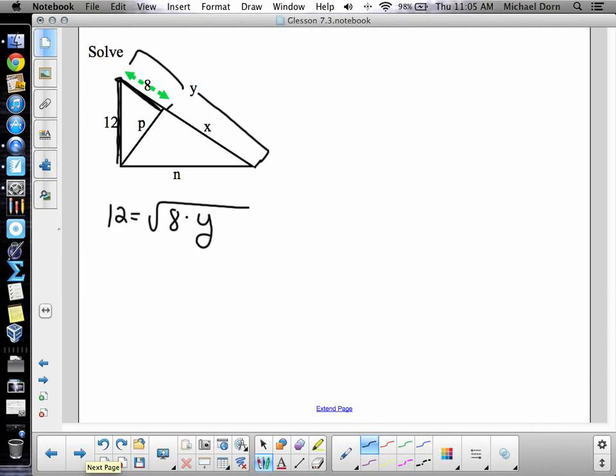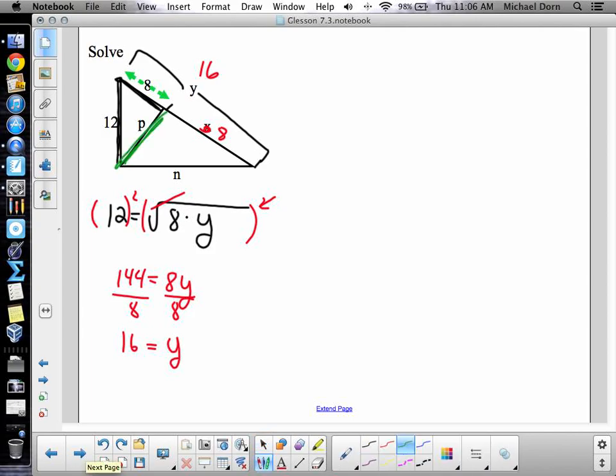How do we solve it if my variable's under radical like that? What do I do to both sides of the equation? Square them, yeah. Just square both sides of that equation. The squared cancels the square root. 12 squared I actually have to do. That's 144 equals 8y. We divide by 8. So y is 144 divided by 8, which is 16. So this whole thing is 16, which means if this is 8 and this is 16, what's x got to be? 8. Aha. Now that I've got all that, I can solve the other two pretty easily.